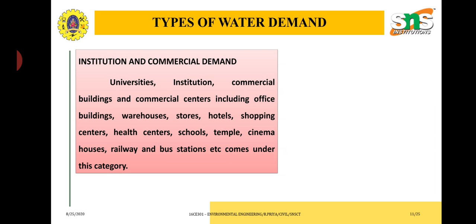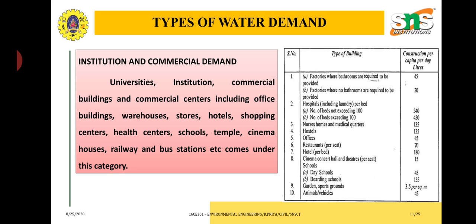Next, coming to the institutional and commercial demand. You all will know about institutional and commercial buildings. The water consumed by institutional buildings and commercial buildings is known as the institutional and commercial demand. The various institutions are universities, schools, and commercial buildings, commercial complexes, warehouses, stores, hotels, etc. These all come under the institutional and commercial areas. The water consumed by these institutions and commercial zones comes under this category.